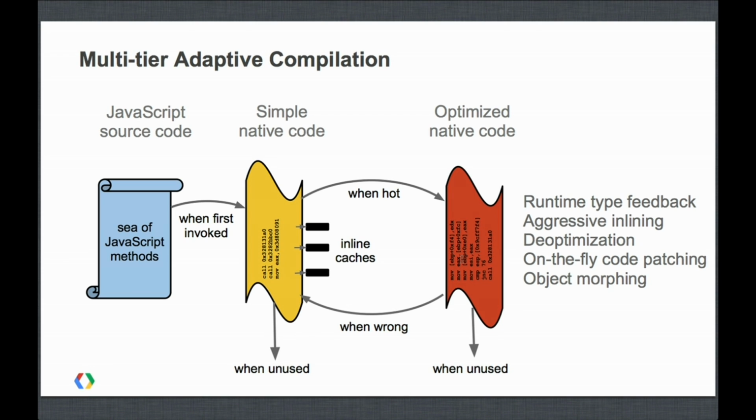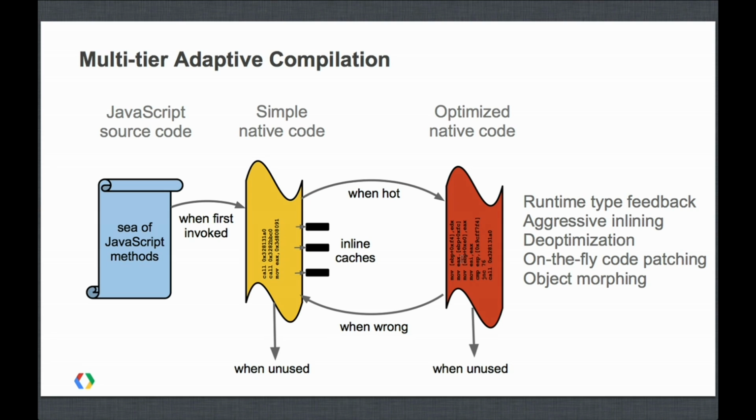So listen up, this might be a little bit tricky here. When you pass the code, you have a sea of JavaScript methods. Nothing has been executed yet. When you start executing, the first simplistic compiler will take the source code and convert it into native code. It doesn't know much about the behavior of the program, so what it's doing is putting in inline cache stubs that track the behavior of the program. So in essence, at one call site in your program, it tries to figure out exactly what kind of type of objects comes by.